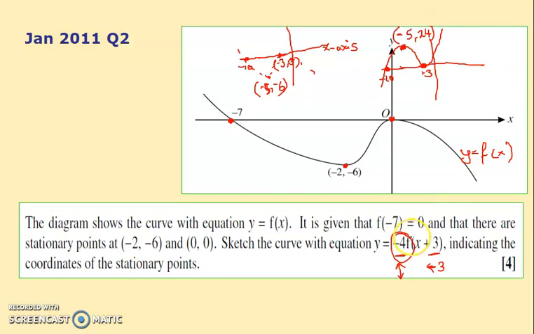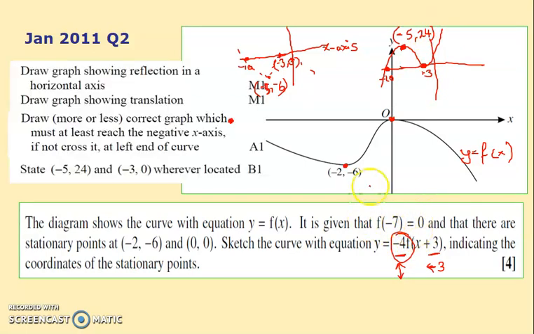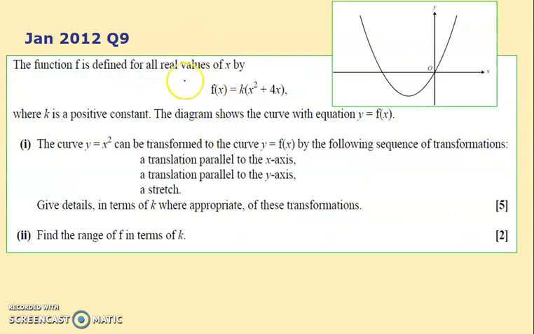So sketch the curve, yes, and indicate the coordinates of the stationary points. I think I've done all of that. And let's see what it says. A graph showing reflection, yes, I've reflected it. The graph showing a translation, yes, I've moved 3 to the left. Draw more or less the correct graph, and (-5, 24), yes, and (-3, 0) stated. Boom. Thank you.